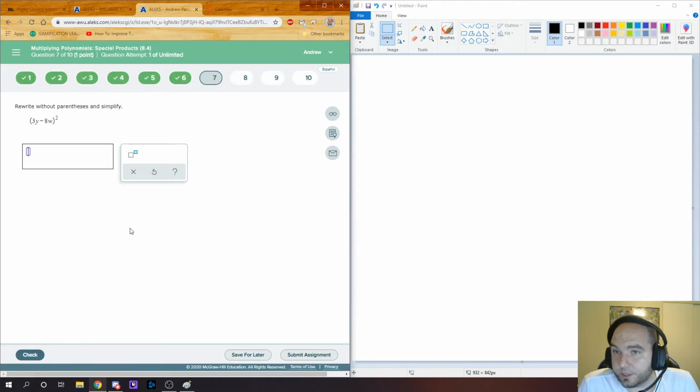The goal is you can hopefully see this and do it fast. I mean, I hope you can. 3y times 3y is 9y squared. 3y times negative 8w is negative 24, but we double that and get negative 48 wy, or yw, I guess. And then last up is negative 8 times negative 8, which is positive 64w squared.